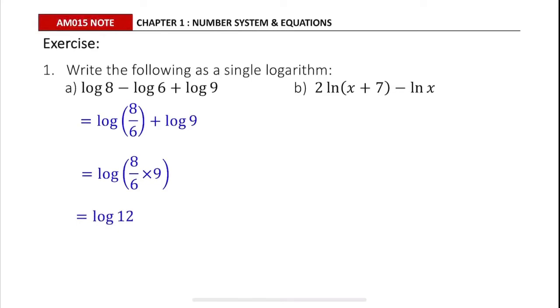For question 1b, we use the power rule so that the coefficient of 2 is raised to be the power of x plus 7. Now that both ln have no coefficient, we can apply the quotient rule and express it as a single logarithm.